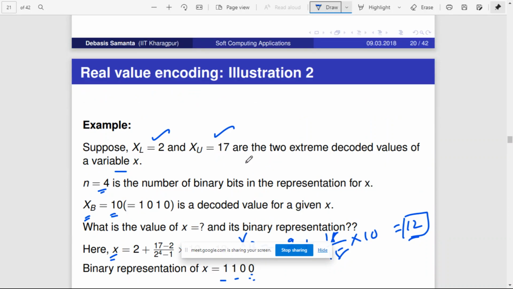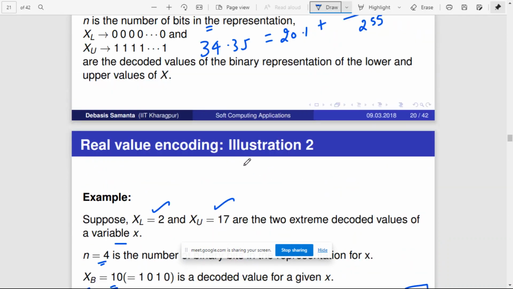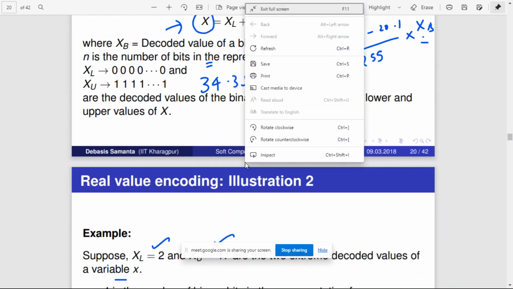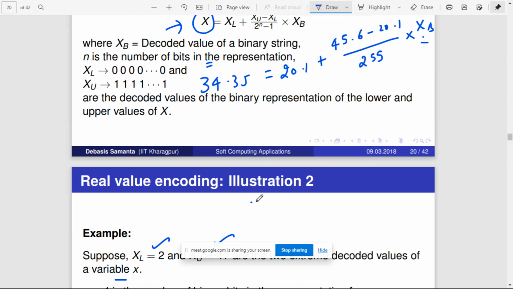So that's it about real value encoding, right? So far we have discussed two encoding schemes. One is binary encoding, the other one is real value encoding. In binary encoding, the genotype and the respective phenotype will be represented in binary values, whereas in real value encoding the phenotype will be represented using real values, but sometimes we may want to convert the real value to binary form.